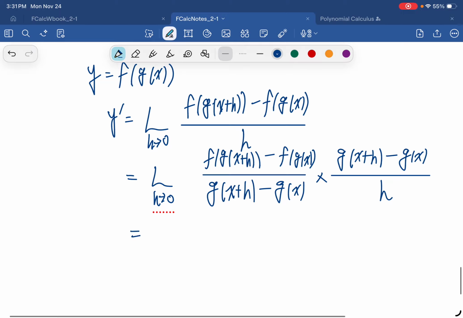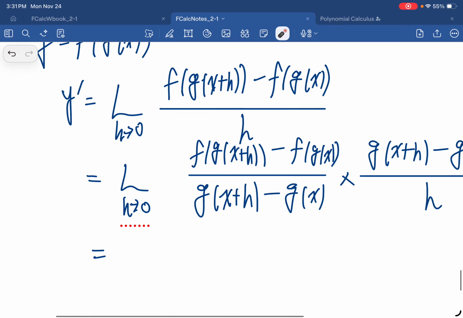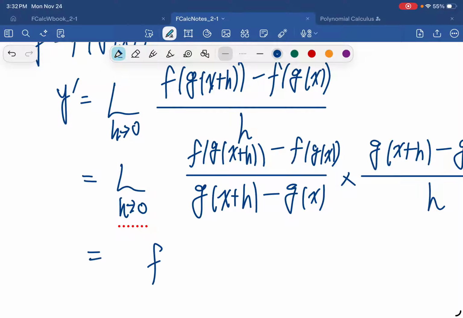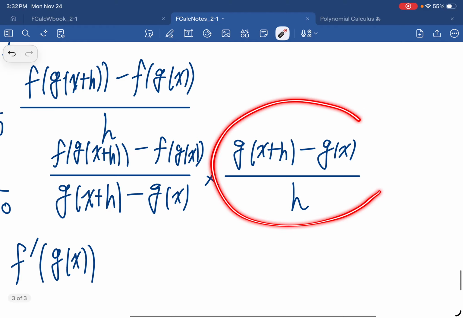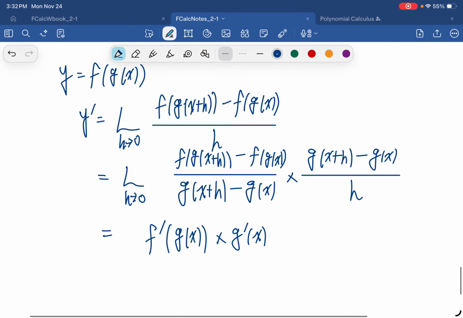And here we can see that when h goes to 0, this goes to 0 and this goes to 0, but specifically the input of the outer function goes to g of x, because when h goes to 0, then the input gets closer and closer to g of x. So that's going to be the input of the outer function. So we get f prime, but the input of that is going to be g of x. And then here on the second term, this is the very definition of the derivative for g prime of x. And there we go. So that's the chain rule and how we calculate it.